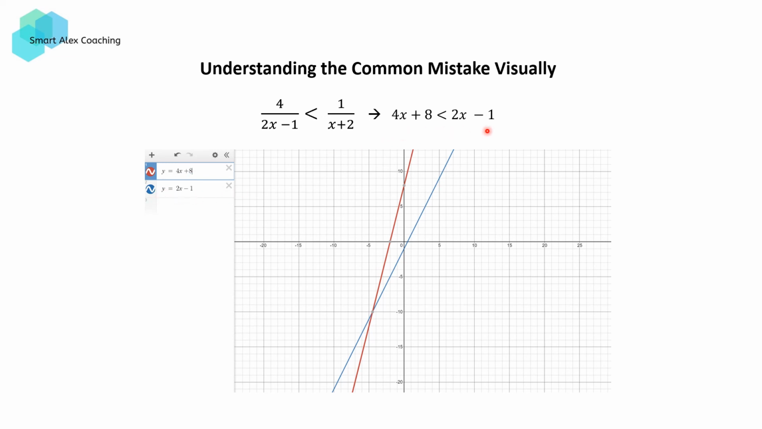So in this inequation, what we're looking for is values of x where 4x plus 8, the red line, is less than or below the blue line, 2x minus 1. And from this picture, you can see that that's going to be when x is less than -4.5, which corresponded to our answer that we got incorrectly. So as you can see, this is not the correct way to go about solving a rational function inequation.